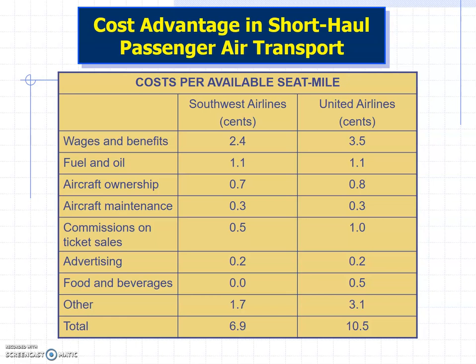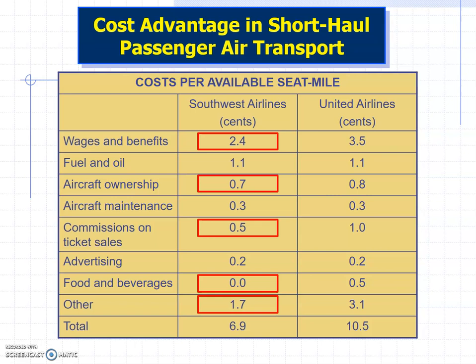And then it's a comparison between Southwest Airlines and United Airlines in terms of the costs per available seat mile. Okay, so that's just one way of standardizing the costs between two different airlines. And if you look, Southwest Airlines pays lower wages and benefits. Okay, that's a major cost component. Aircraft, they also have lower costs, right? They only have 737 aircraft, no other type, so they're able to buy larger quantities. They pay lower commissions on ticket sales. They do not offer any food and beverages on their flights, so it's zero cost. And then there are other costs, but overall, they're able to reduce their cost per seat mile to 6.9 cents compared to United Airlines, which is a full service airline, at 10.5 cents.